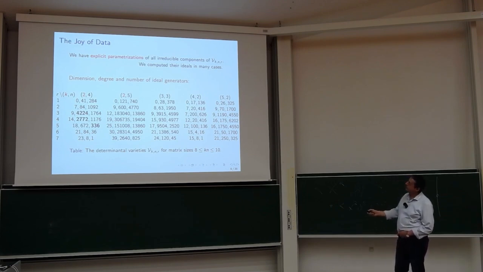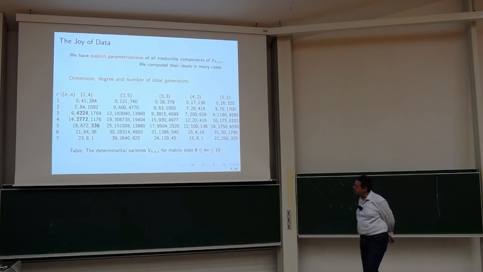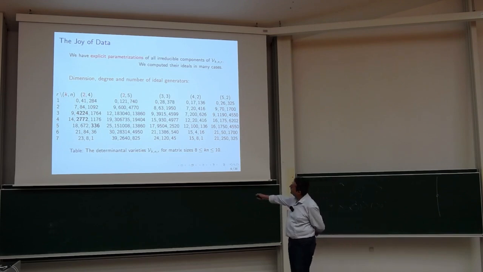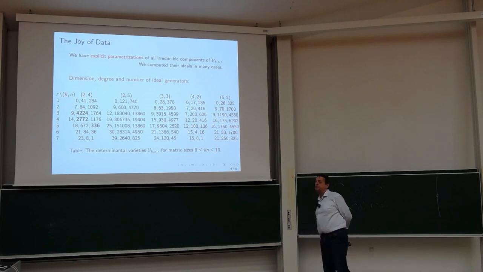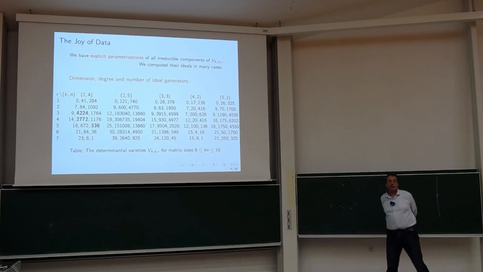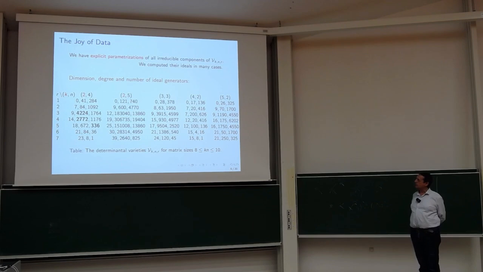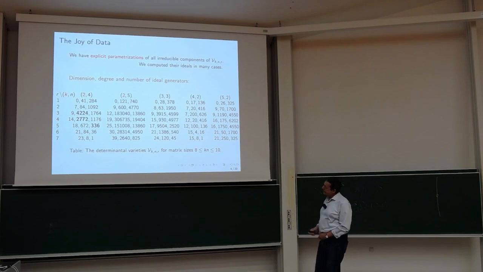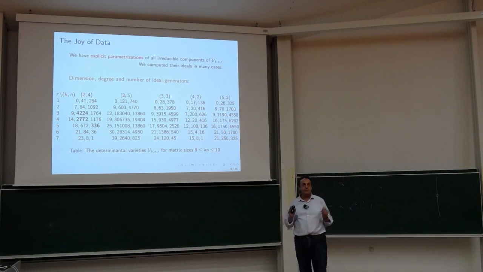So for example, if we look at this case, 2, 5 of rank 4, the variety is dimension 19. The degree is 306,735. And the number of generators, which all have degree 5, the linearly independent 5 by 5 determinants, is 19,404. Right? Now, these kinds of computations, especially as far as the degree is concerned, you cannot do with symbolic computation.